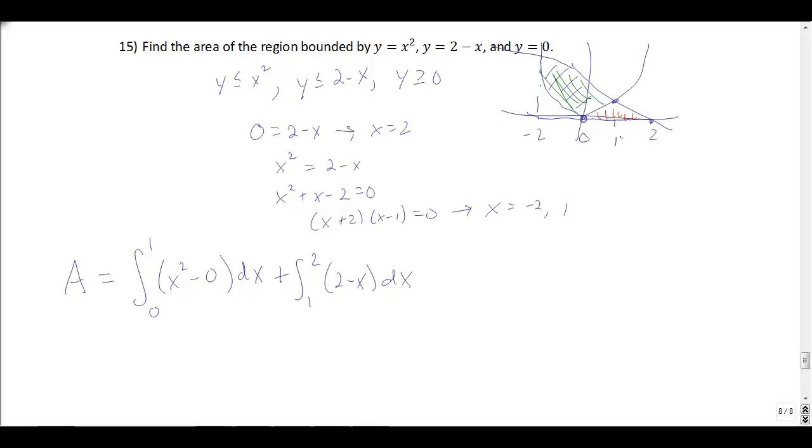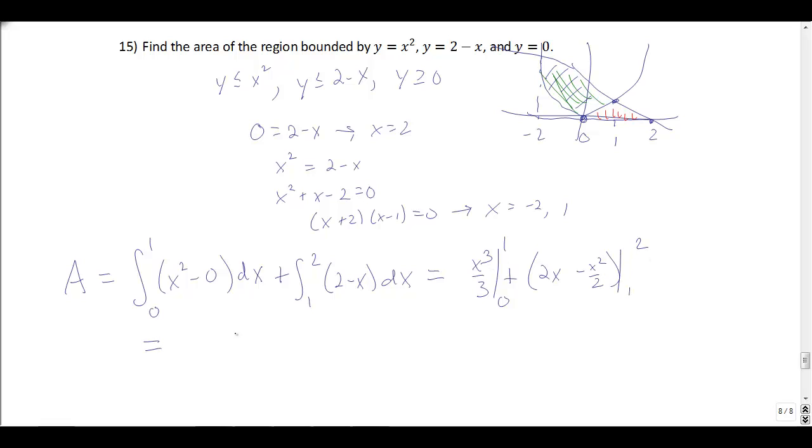So this is really the new technique here: we want to split this into two regions, because for some x's one function is on top, and for other x's another function is the top function. When I do this, the integral of x squared is x cubed over 3, oh sorry, that should be from 0 to 1. Plus the antiderivative of 2 is 2x, and the antiderivative of x is x squared over 2, and that goes from 1 to 2.